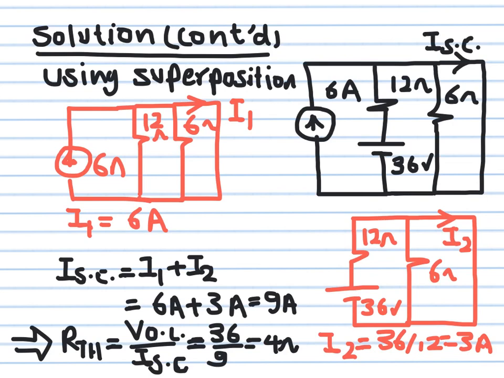So we now know the two parameters of the Thevenin model. V Thevenin is equal to 36 volts. We know that R Thevenin is equal to 4 ohm. We now can go ahead and calculate the currents and the voltages across the 3 ohm resistor that we have, which is our load.